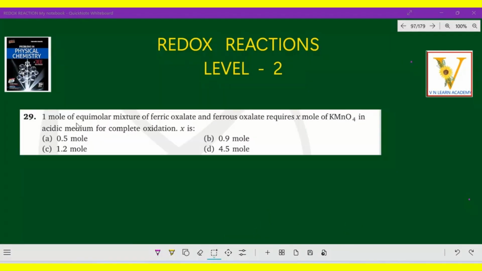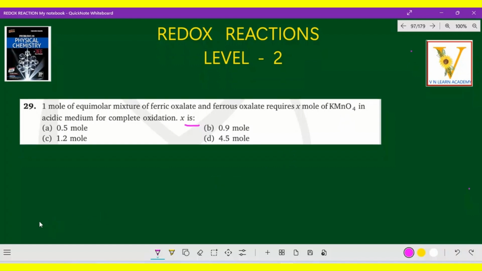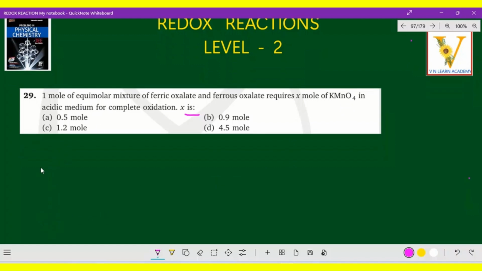Next question. 1 mole of an equimolar mixture of ferric oxalate and ferrous oxalate requires X mole of KMnO4 in acidic medium for complete oxidation. X means how many moles of KMnO4 we have to identify. Here, equimolar mixture of 1 mole of ferric oxalate and ferrous oxalate means both are half-half, so 0.5, 0.5.